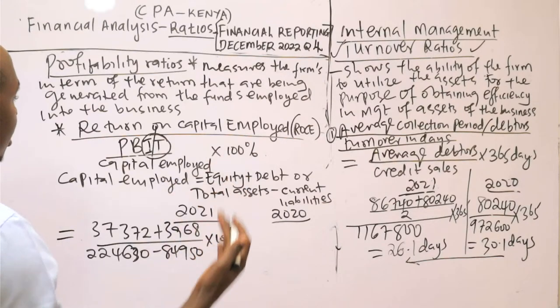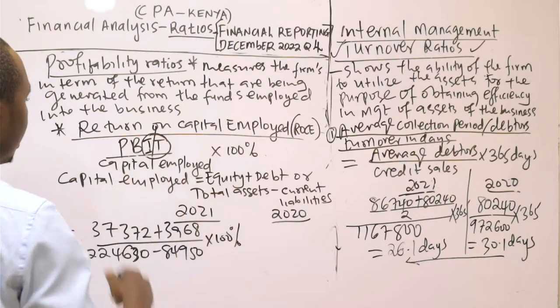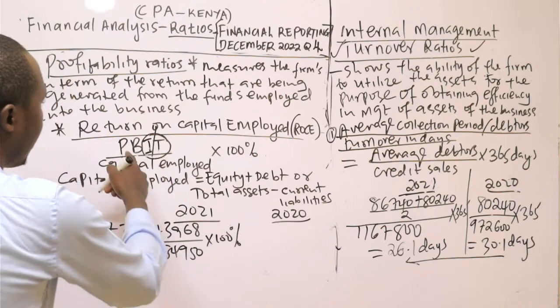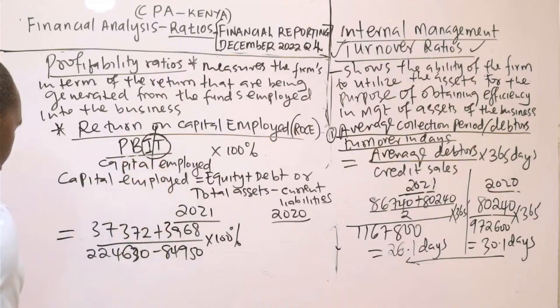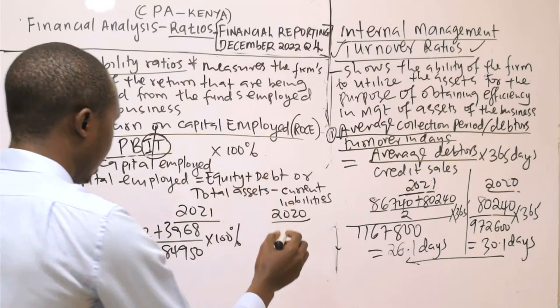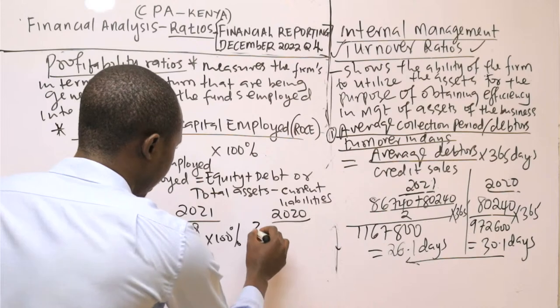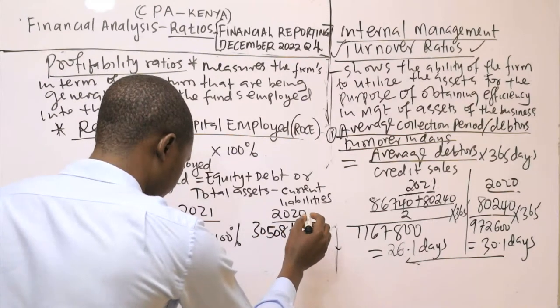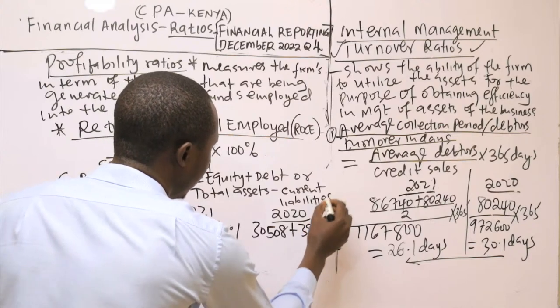So for the other year, we have profit before tax, but after interest. So I will add the interest back because I need the profit before interest and taxes. The profit before tax, but after interest is 35,08. So I add the interest back because they deducted this, 39,68.